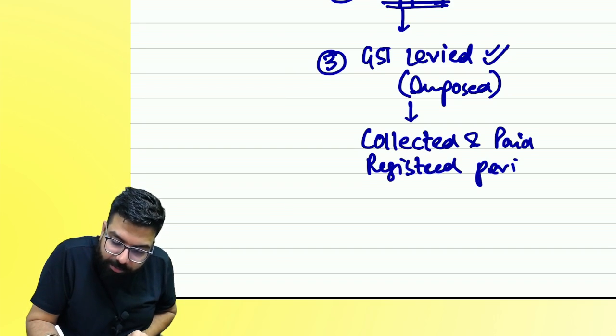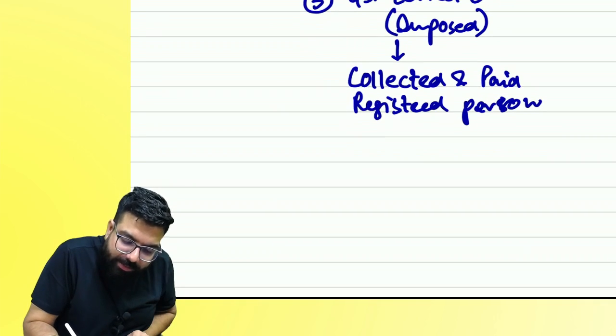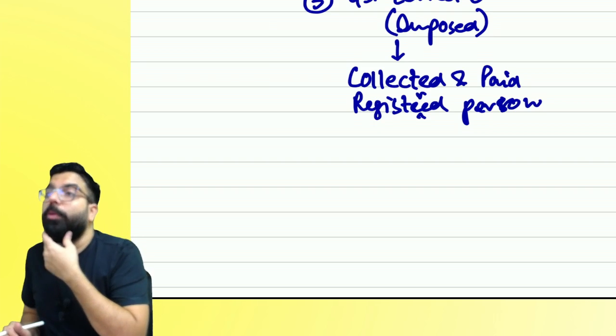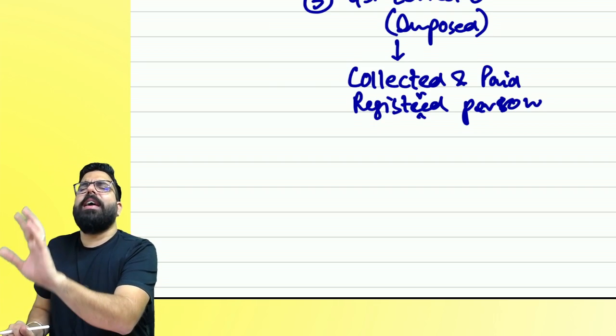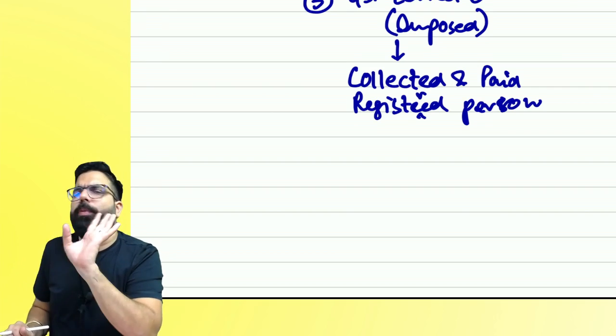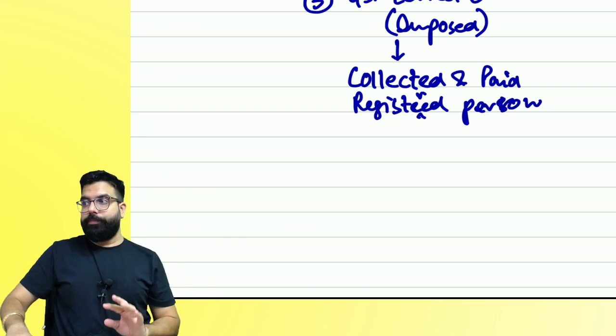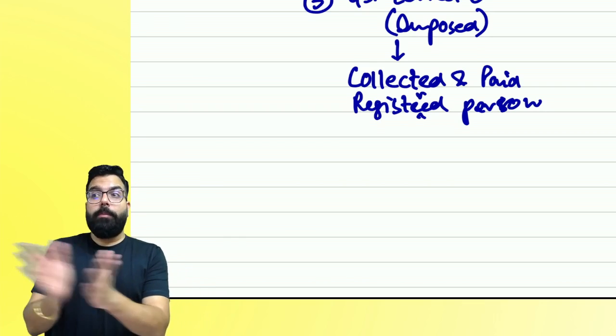Are you guys able to understand? When will I be a registered person? When my turnover is more than 20 lakh, 10 lakh, 40 lakh. As of now, you take it to 20 lakh. I'll teach you the registration limit later. But tell me one thing now. You guys will have to tell me, okay, everyone.